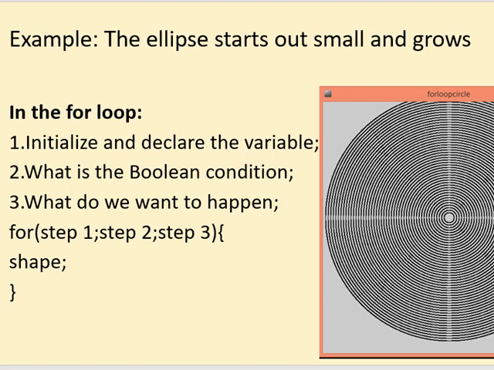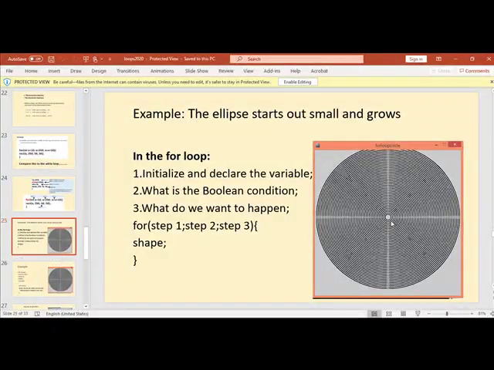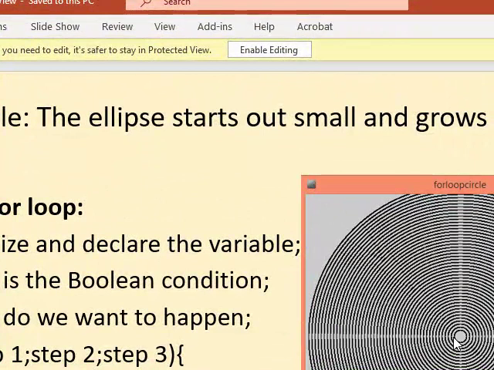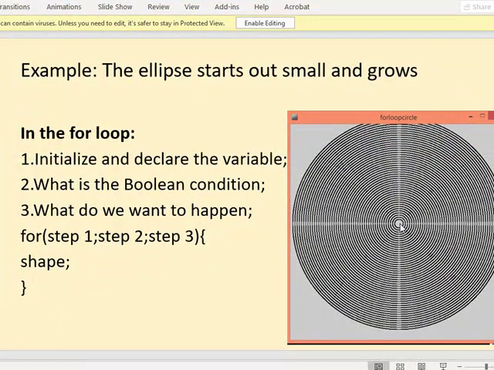So here are the steps. We've already talked about this. So what would you need to do if you want the ellipse to start out small and grow? So I want my variable to start out, well, first of all, what's the variable that needs to move? Is it my x or my y? No, they're not moving. The x and y will stay right in the middle. It's going to be my diameter that's moving.